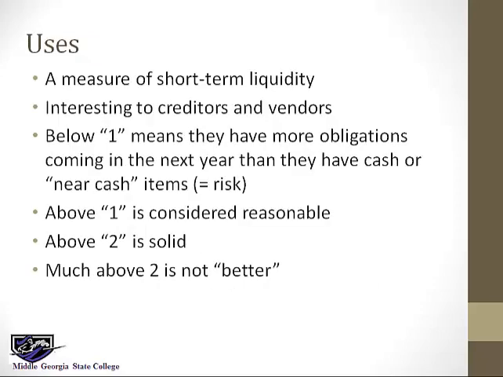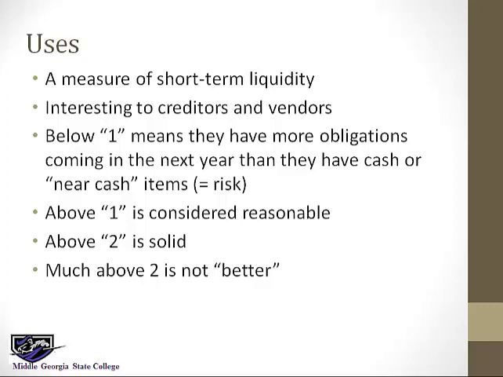So the current ratio is a measure of short-term liquidity. It's interesting to creditors and vendors primarily because they're the ones who want to be paid next year, and so they want to know, do you have enough cash or near cash things, the current assets, to pay the bills that are coming up in the next year, which are the current liabilities. So if the current ratio is below 1, it means you have more obligations. So the denominator is bigger than the numerator. You have more obligations coming up in the next year than you have cash or near cash items.